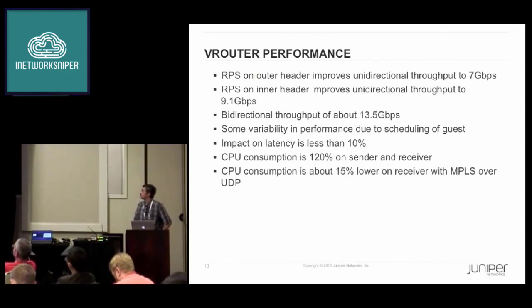CPU consumption on both the sender and the receiver is about 120%. So this doesn't count the CPU consumed by the guest itself. It's the CPU for handling the packets and the vhost thread in the kernel. If we change the encapsulation to MPLS over UDP, then the CPU consumption on the receiver is about 15% less, and this is because the verification of the checksum can be done by the NIC if it's UDP. But for MPLS over GRE, the NICs are not capable of verifying the checksum.